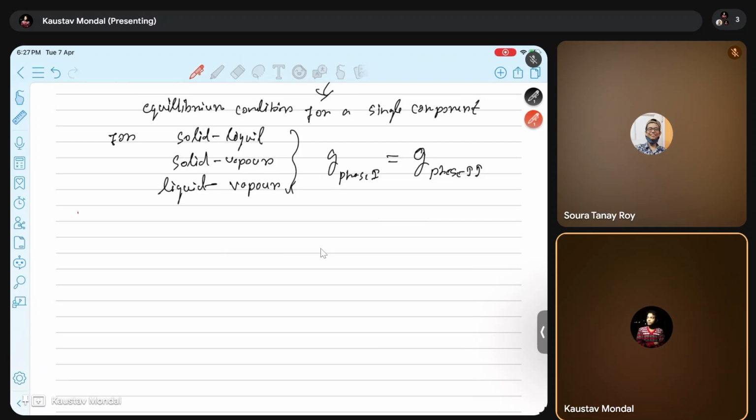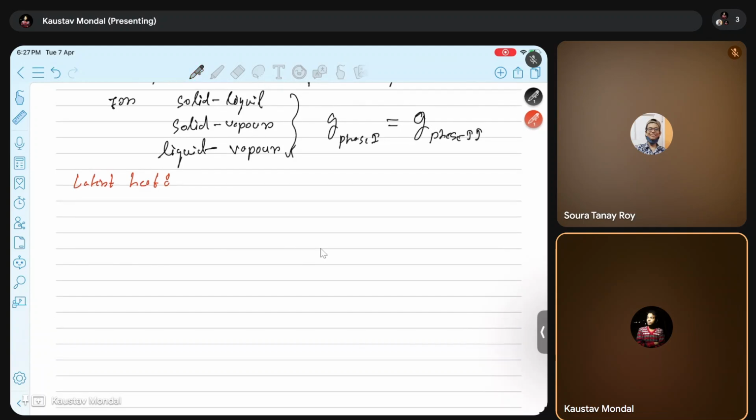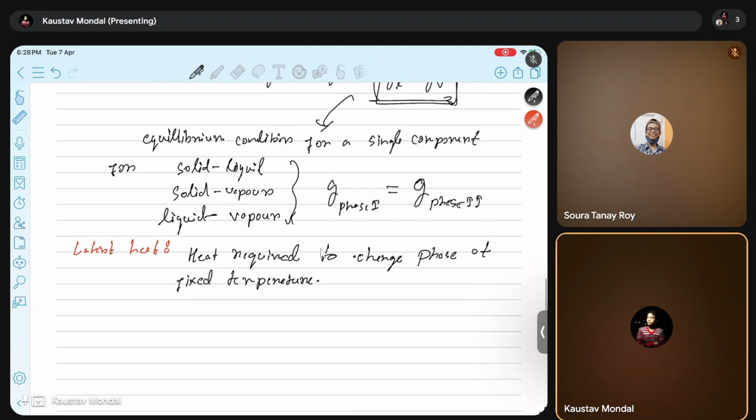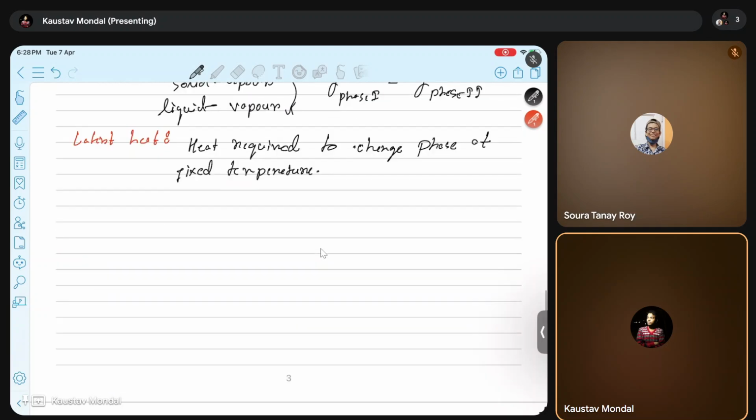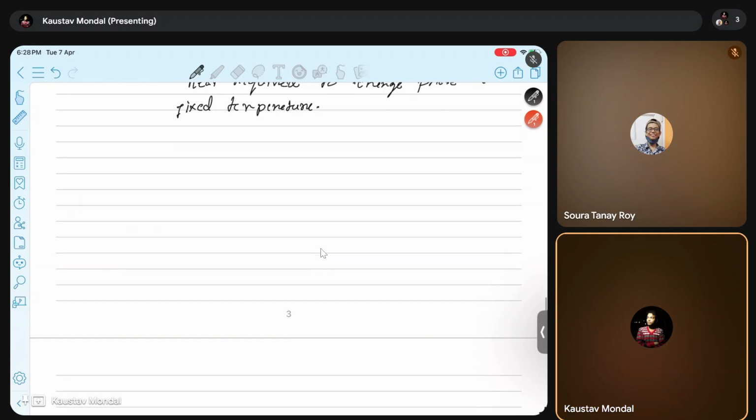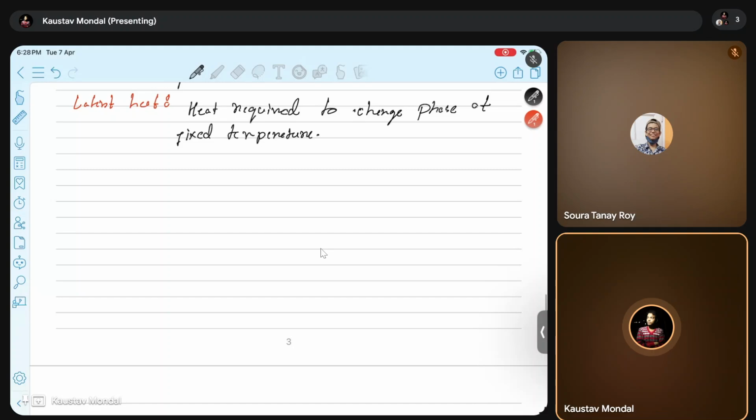Latent heat: that is the heat required to change phase at fixed temperature.